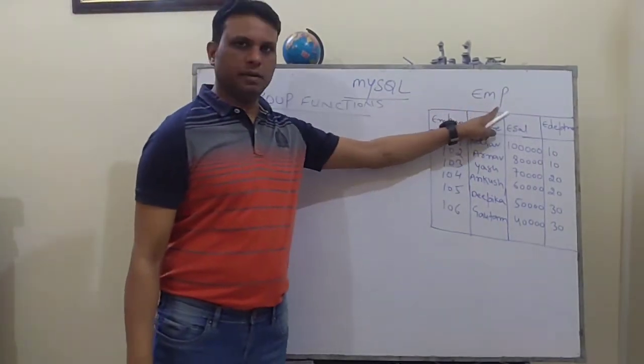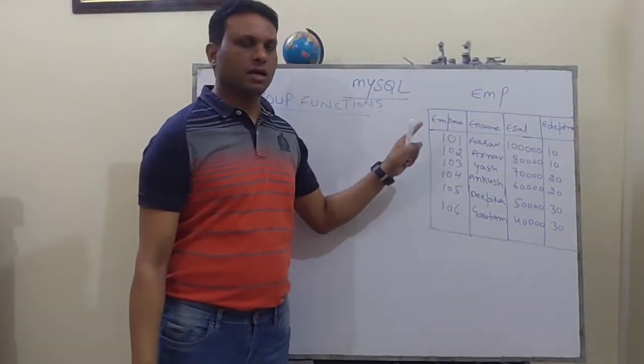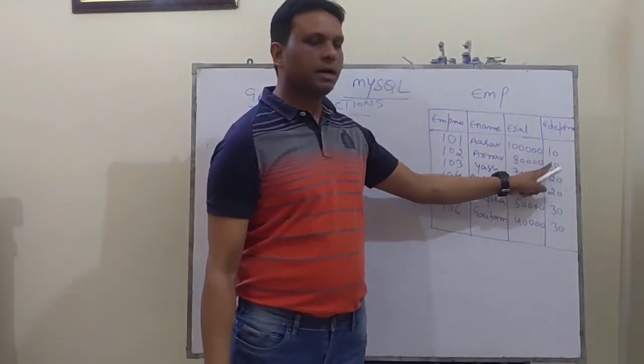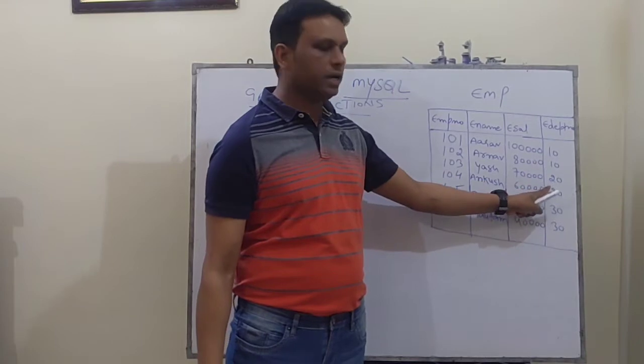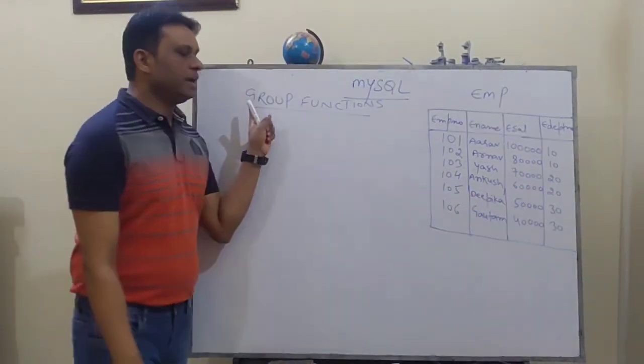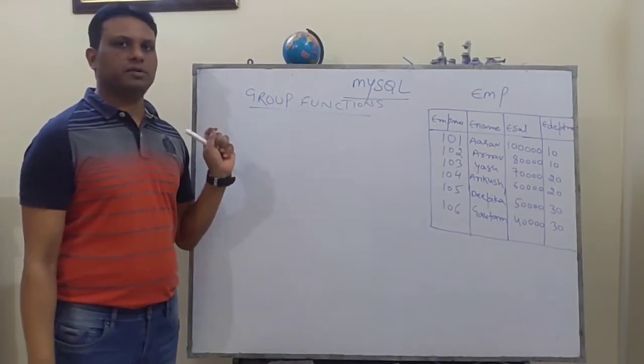In this EMP table, we have 6 records. They are divided according to their department numbers. In department number 10, there are 2 employees. In 20, there are 2 employees. In 30, there are 2 employees. So, we have to learn group functions in today's class.